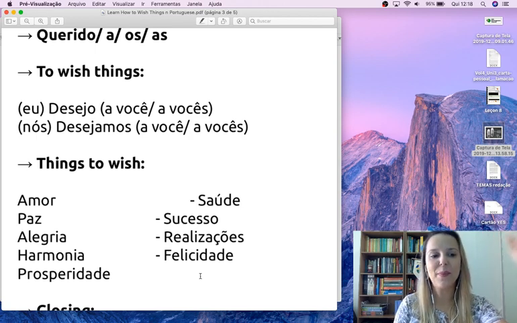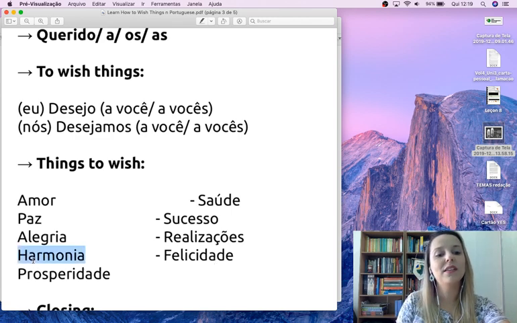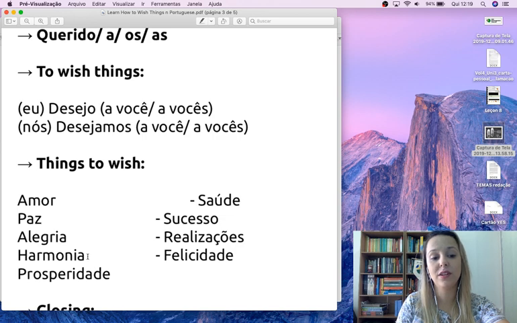So let's read these words to really master their pronunciation. So repeat after me. Amor, paz, alegria, harmonia, prosperidade. This is tricky, right? So I'll say it again. Prosperidade, saúde, sucesso, realizações. This is also tricky, right? So again, realizações. And felicidade.